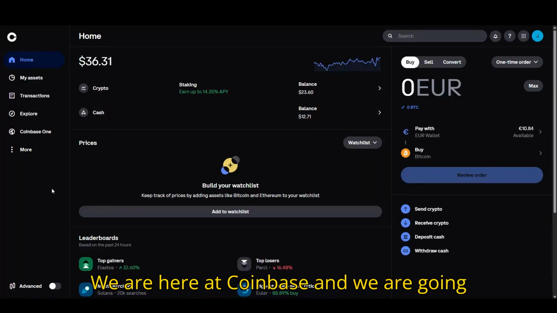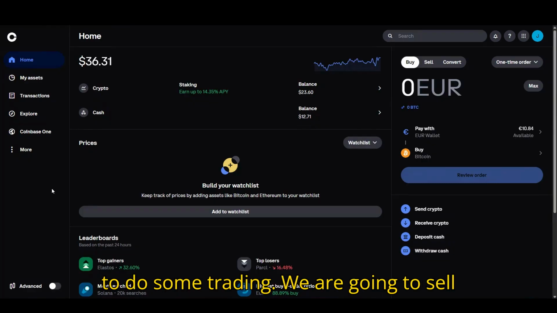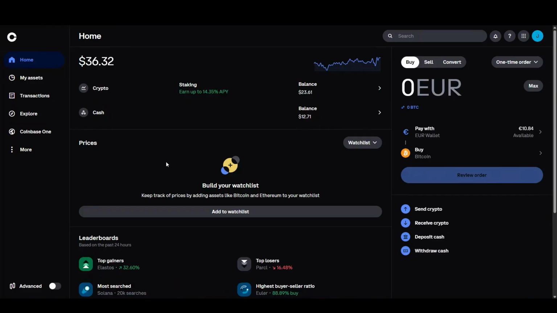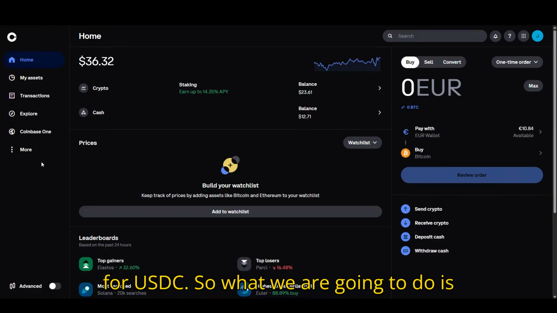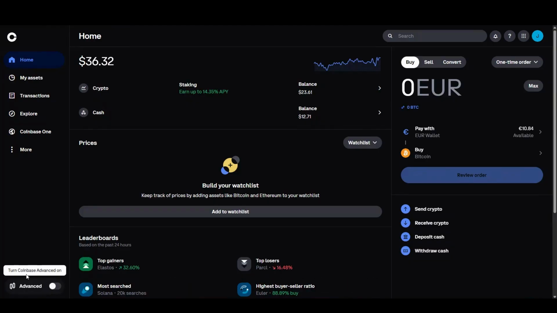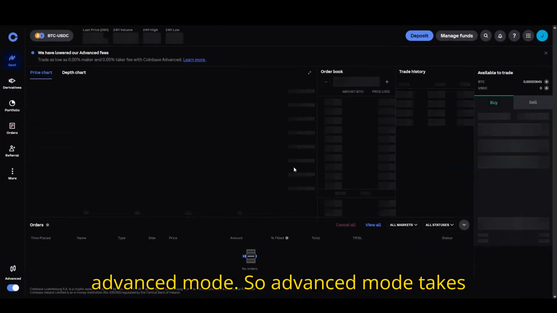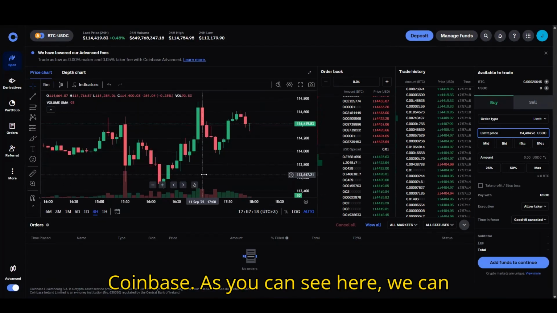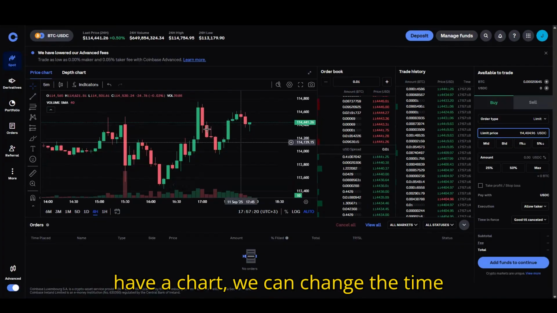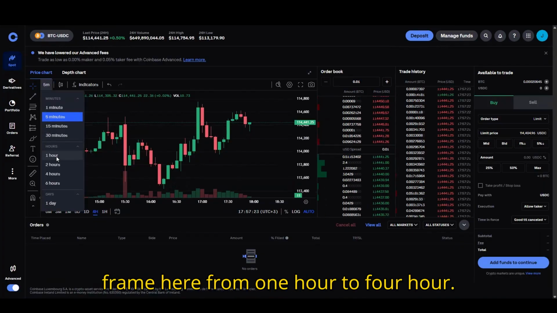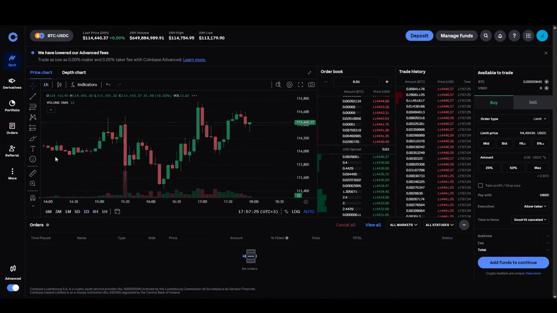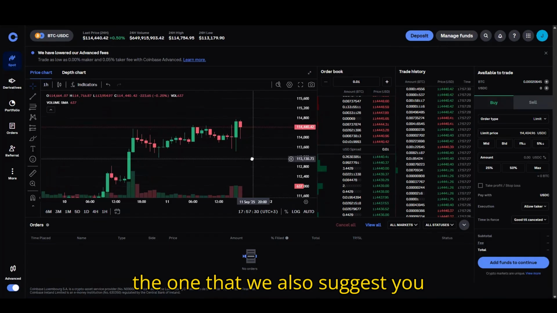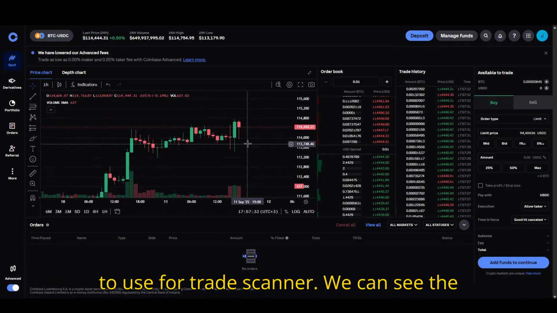We are here at Coinbase, and we are going to do some trading. We are going to sell some Bitcoin that we currently have here for USDC. So what we are going to do is go down here and select advanced mode. Advanced mode takes us to the trading dashboard of Coinbase. As you can see here, we have a chart. We can change the time frame here from 1 hour to 4 hour. We can use the 1 hour chart, which is the one that we also suggest you use for Trade Scanner. We can see the price.